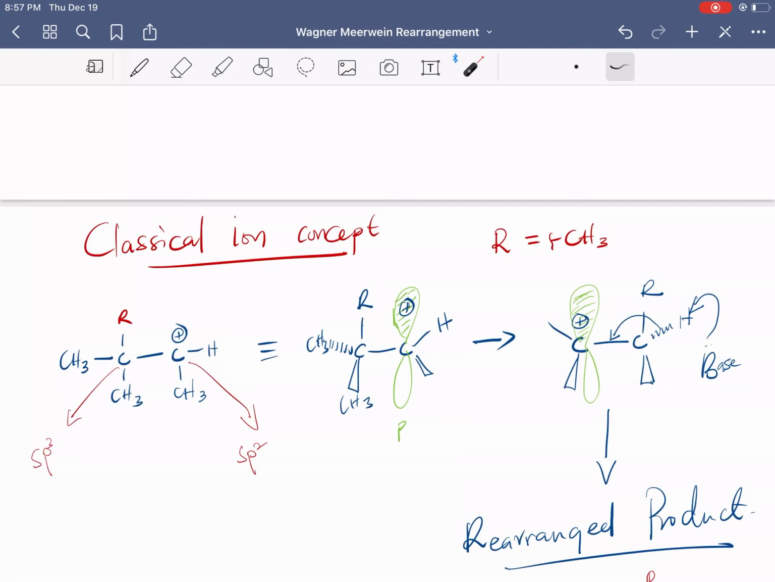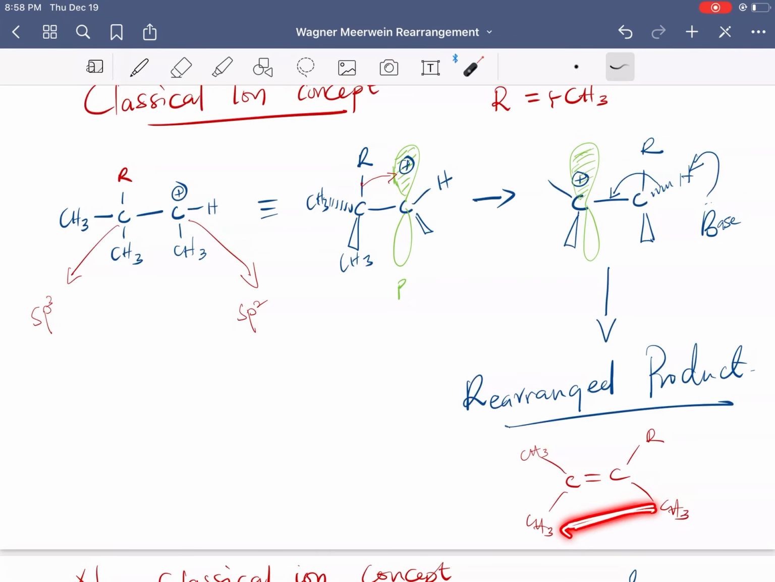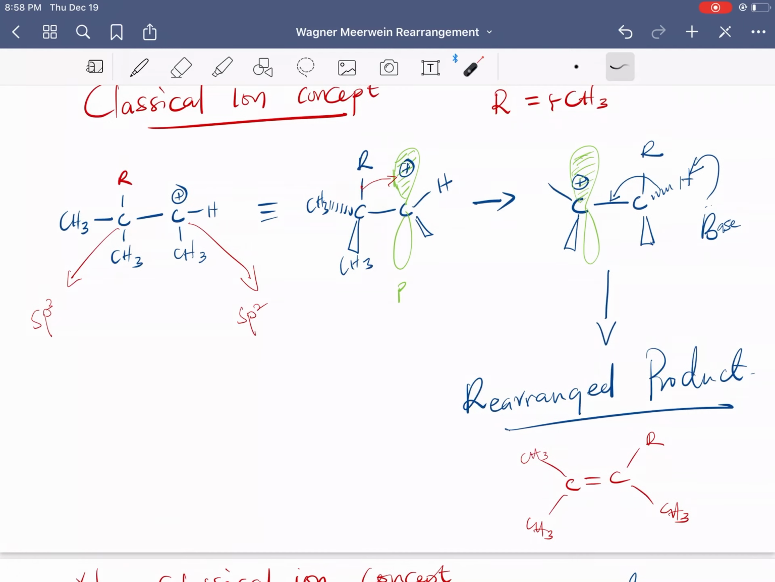Now what happens is the electrons forming this bond here migrate into the empty p orbital. As this happens, the R group migrates from this carbon to this carbon, as you see in this intermediate. After the migration, a base comes in to deprotonate this hydrogen. The electrons forming this bond here are delocalized here, and then we have a rearranged product. So this is the classical ion concept.